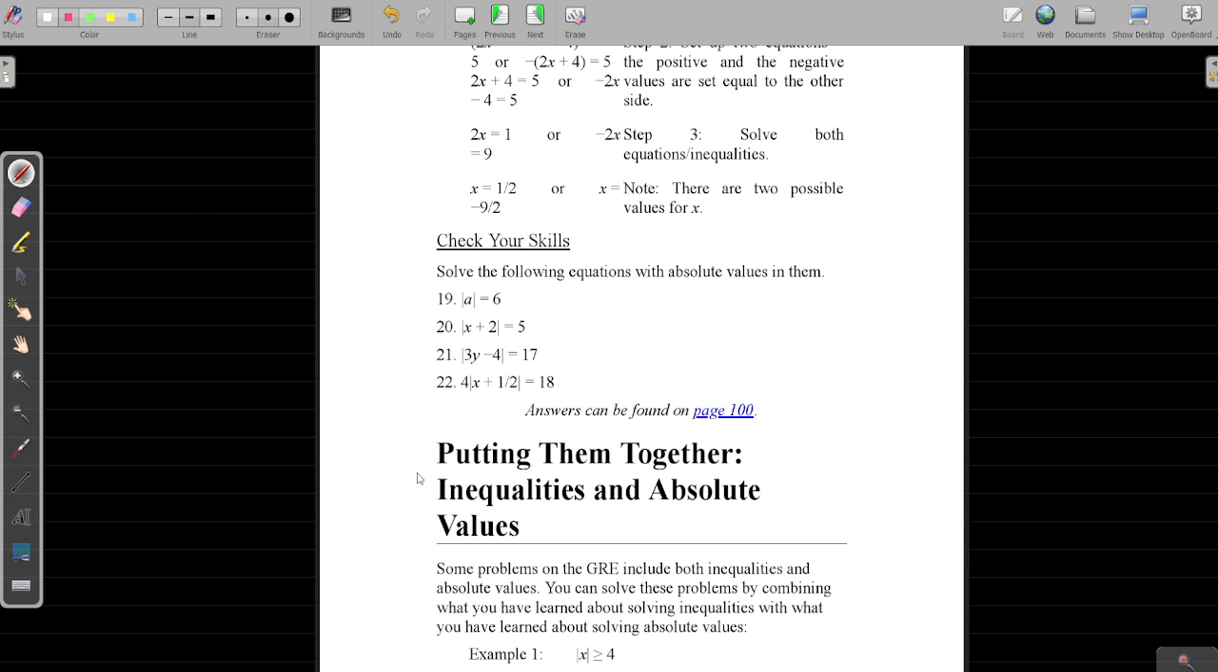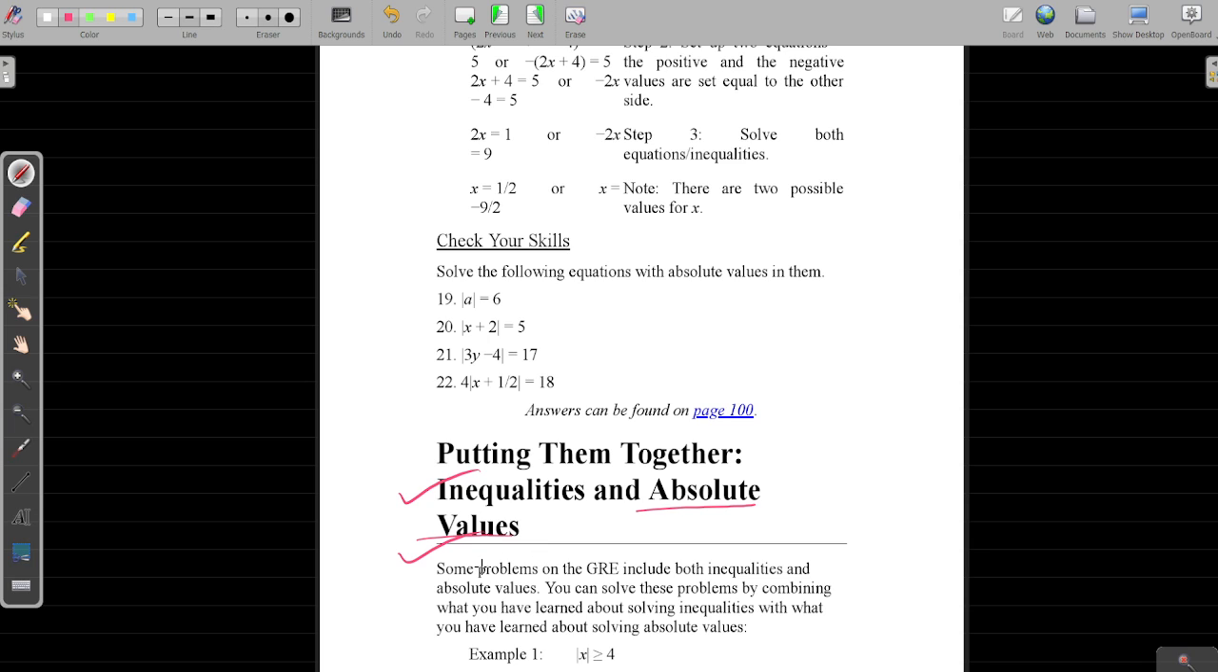Hello everyone. Now we are going to learn about putting together inequalities and absolute value. You know that in the previous videos I have discussed inequalities as well as absolute values. Now we will calculate inequalities and absolute values together. So how can I calculate inequality and absolute value together?